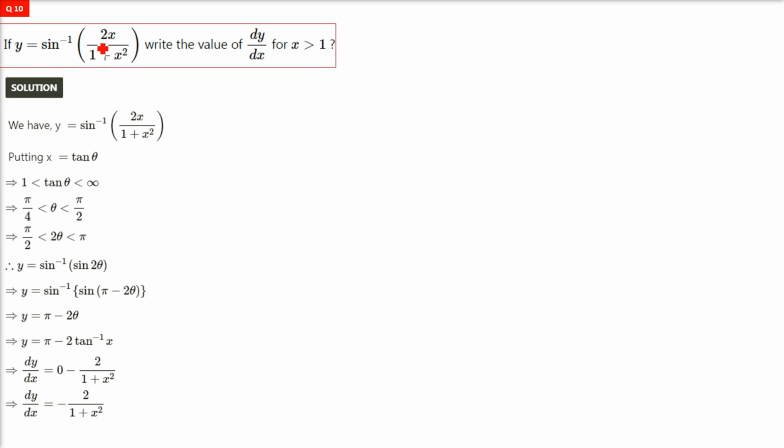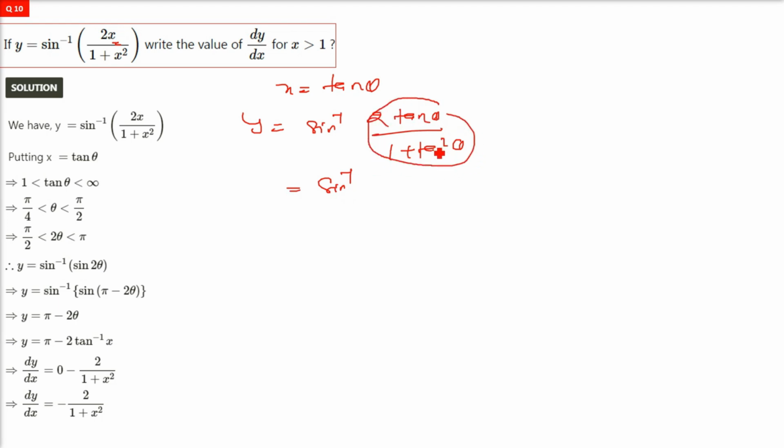Or the question we have, which we have already done in the previous discussions, you can put x as tan theta. Once you put x as tan theta, this y is going to be equal to sine inverse of 2 tan theta by 1 plus tan square theta. And sine inverse of 2 tan theta by 1 plus tan square theta is nothing but what? It's 2 theta only, because sine and sine inverse will cancel. But the question is not like that. You cannot just write 2 theta.